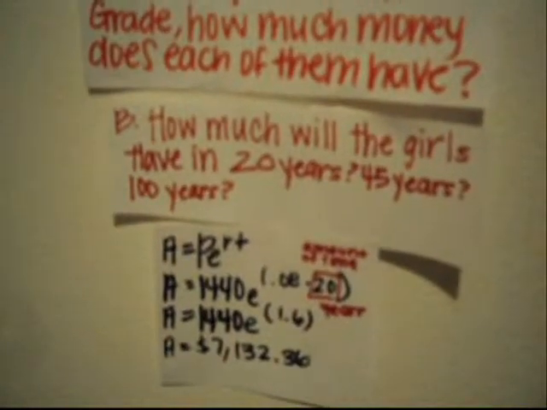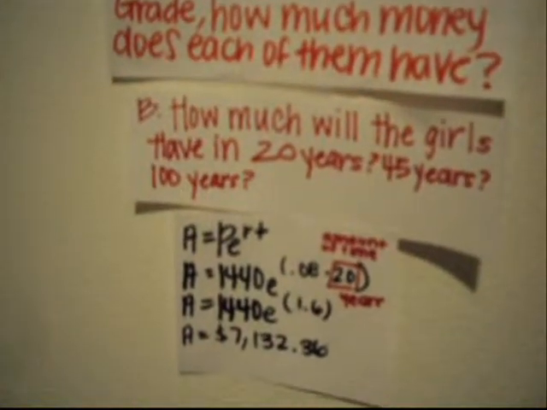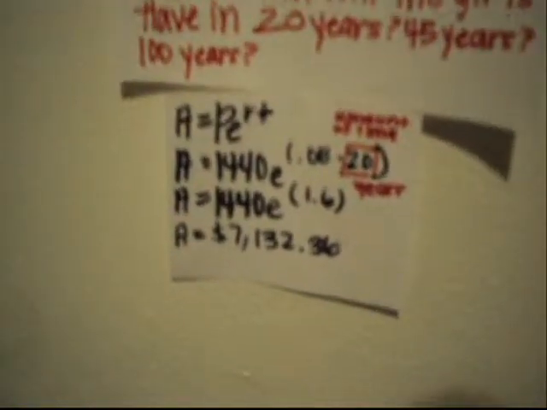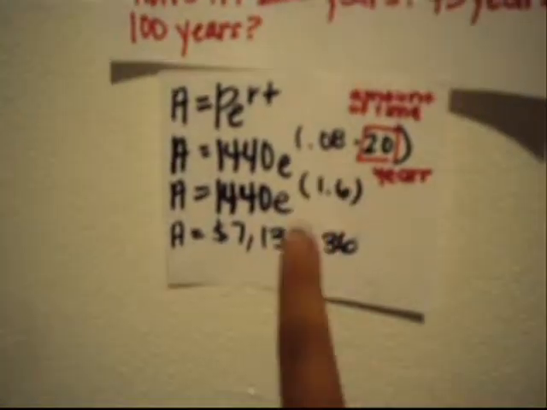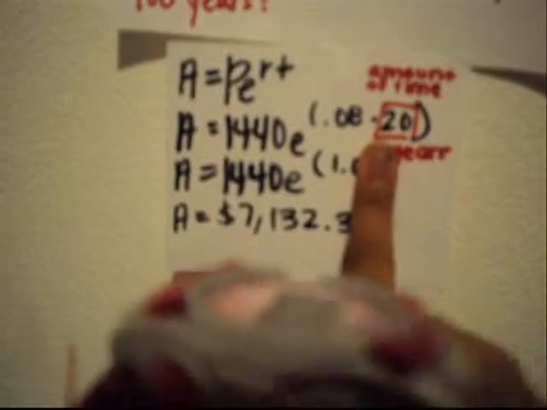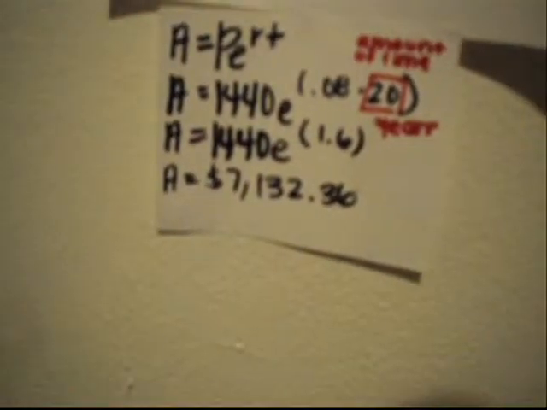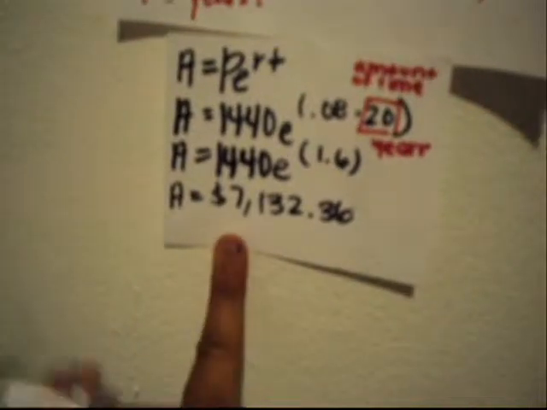The second question is, how much will the girls have in 20 years, 45 years, 100 years? It's pretty simple also. All you have to do is plug in the amount of years into T, which is your time, and plug this whole equation into the calculator, and that's your answer. You can use Kelsey's problem to help you out if you want more practice. So on to the challenge.